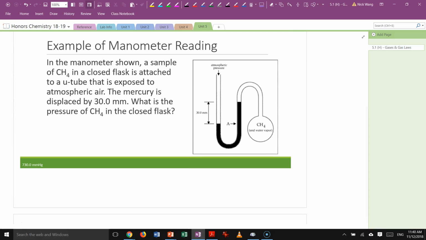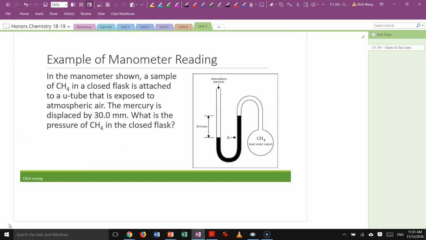Go and take a look at this one example problem. You'll see the answer at the bottom left to double check your work, and that'll do it.